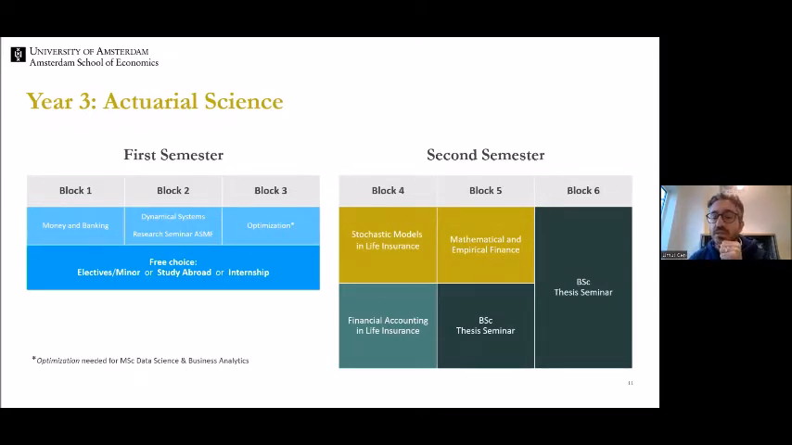In the second semester, there are courses that are very much actuarial science oriented: stochastic models in life insurance, financial accounting in life insurance, and mathematical and empirical finance. And just like in econometrics, you also write, of course, a bachelor's thesis. So this is what the third year looks like for actuarial science students.